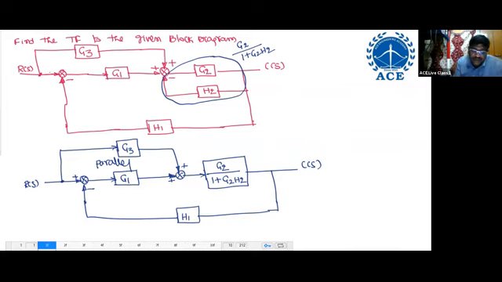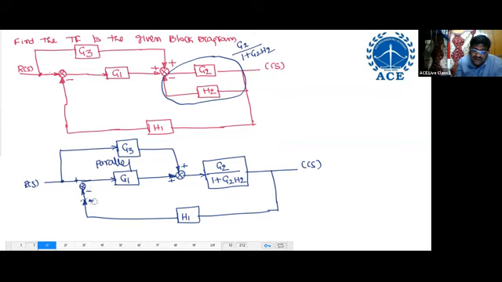The summing point is problem. We have to eliminate this summing point. For example, eliminate this. Where you have to shift? Interchanging summing and takeoff is a last priority.